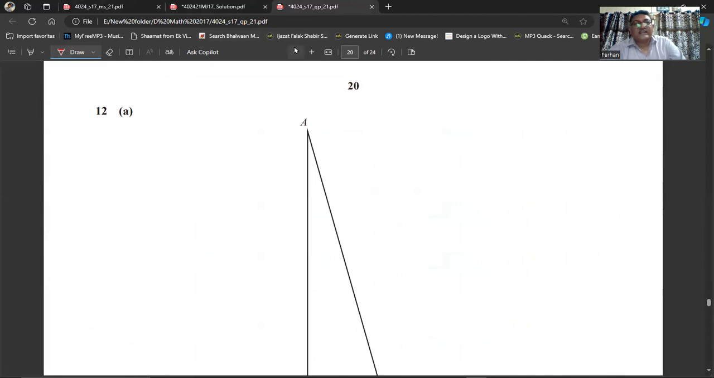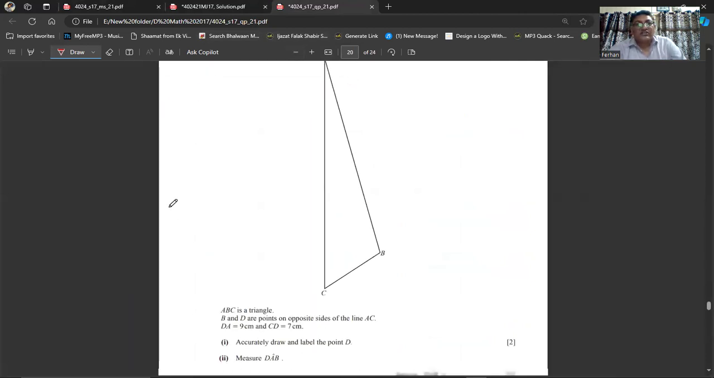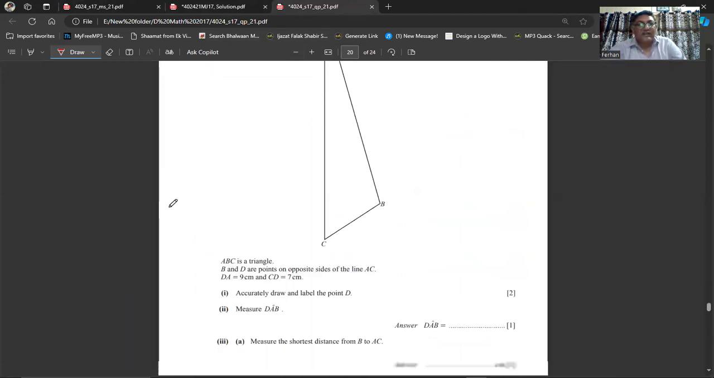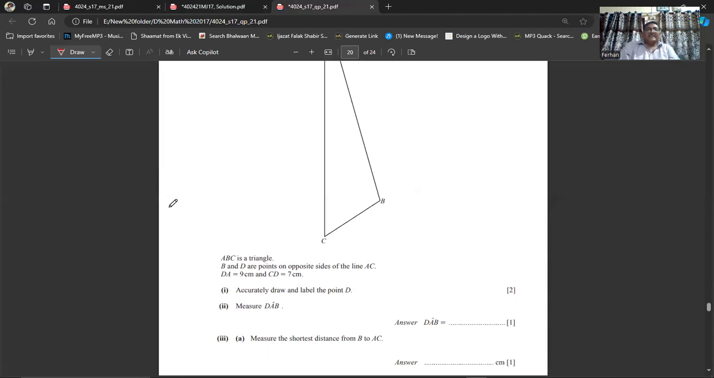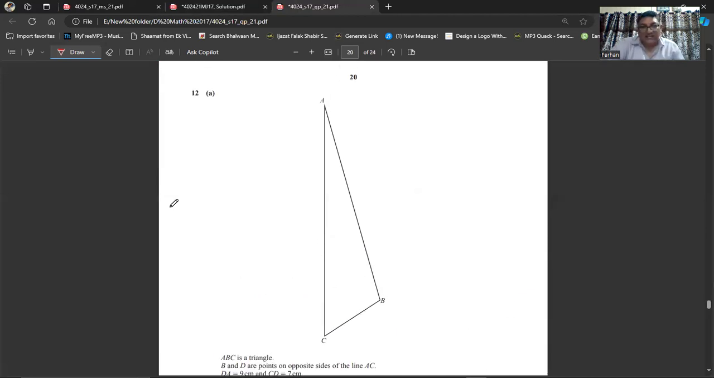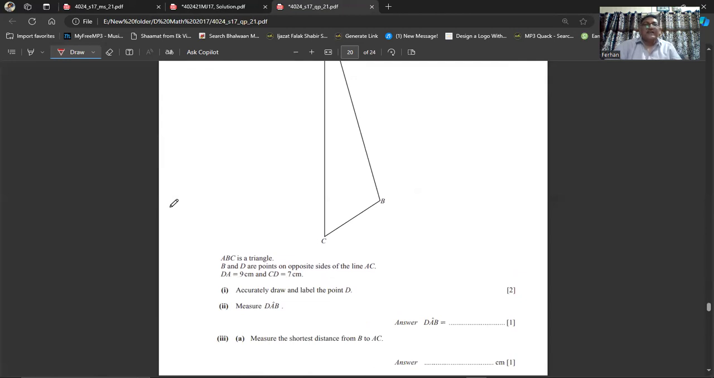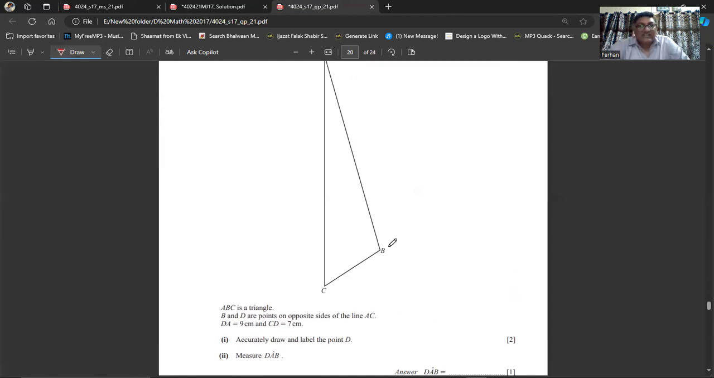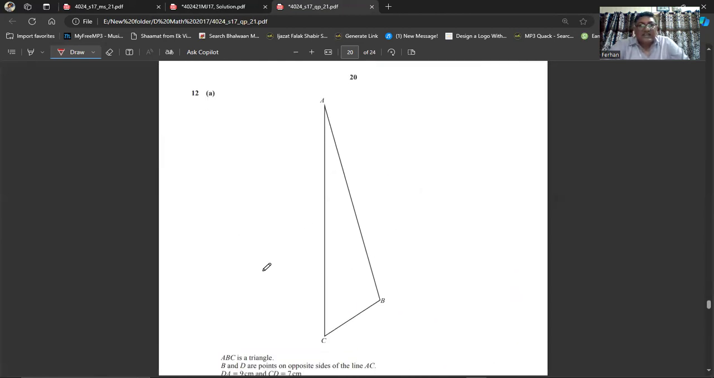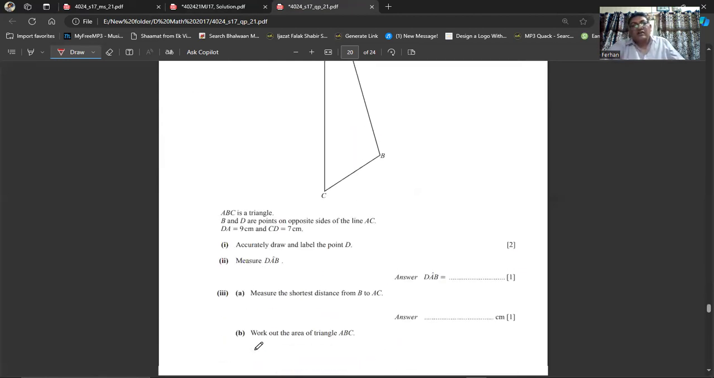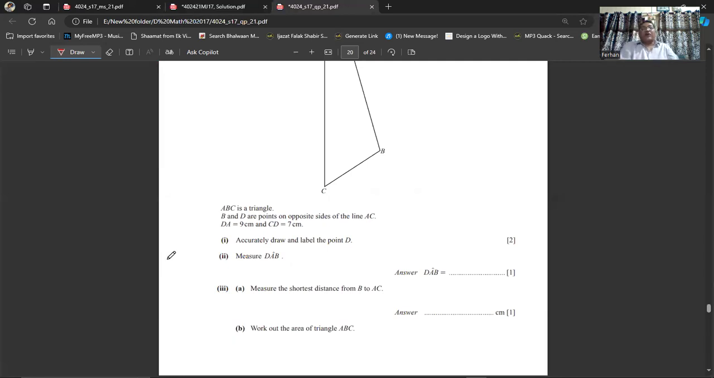Okay, next is question number 12. He says question number 12, part A. ABC is a triangle, and B and D are points on opposite sides of the line AC. The B is already here. The D is here somewhere, opposite to where the B is.